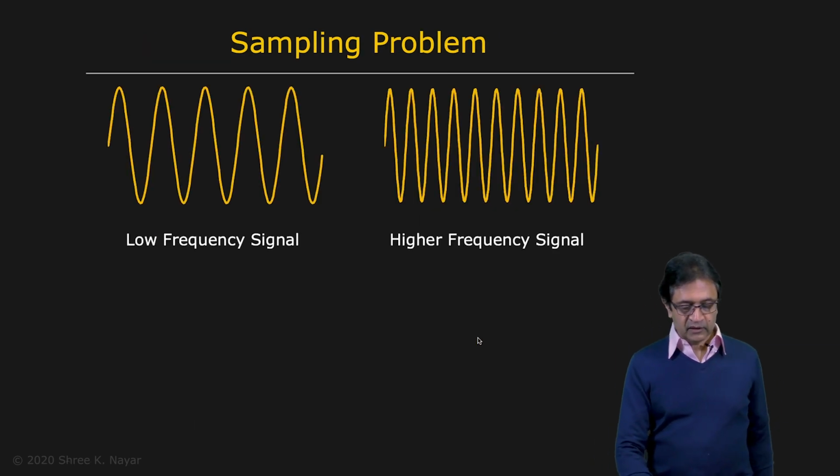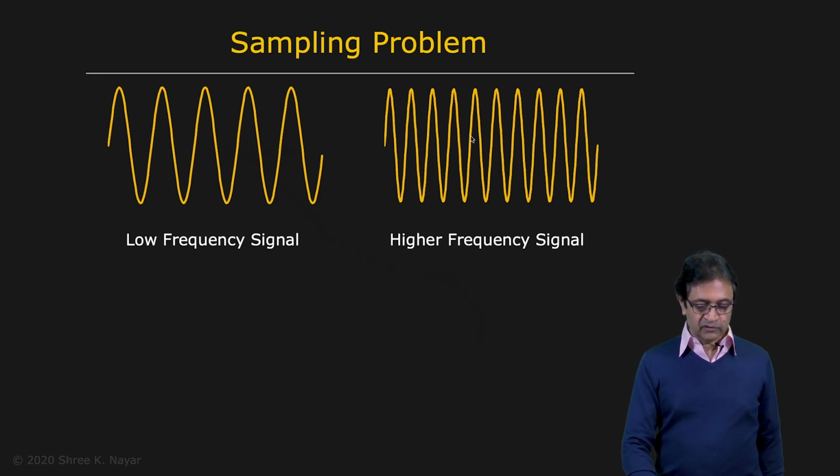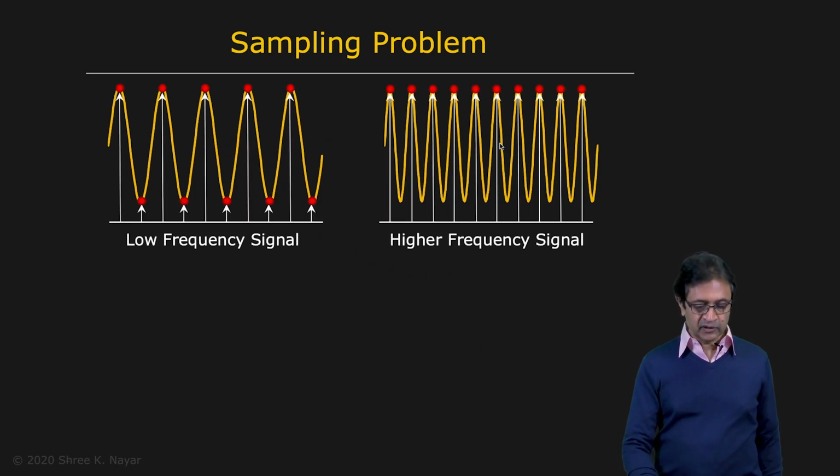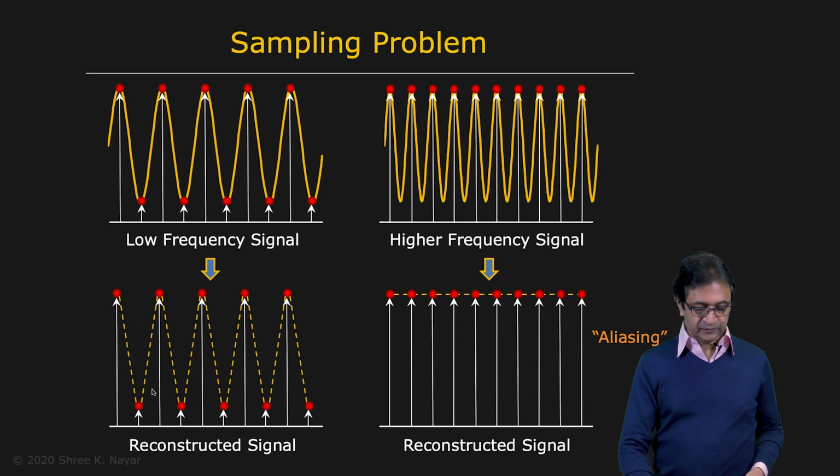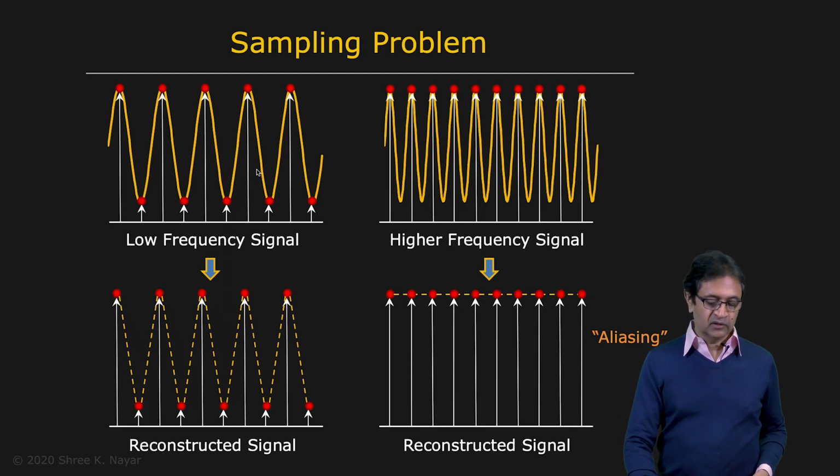So let's take a look at a very simple signal here, a sinusoid, and a higher frequency version of it right here. And let's say we sample both of these with the same sampling frequency. So these are the samples. In this case, if we apply something like linear interpolation, you end up getting something like this. And you get a reconstructed signal that looks very close to the original signal. Not much damage has been done.